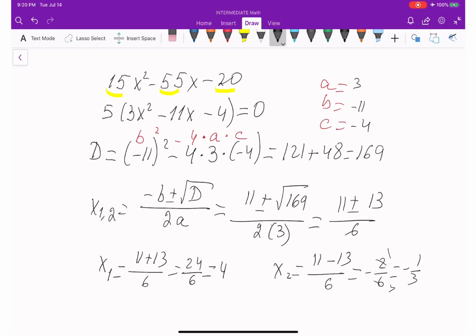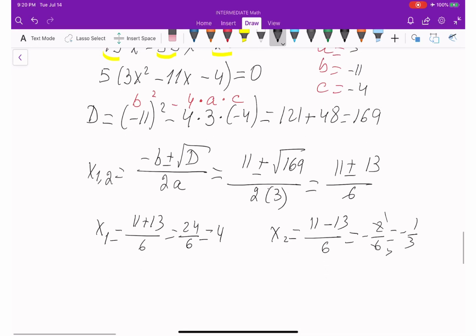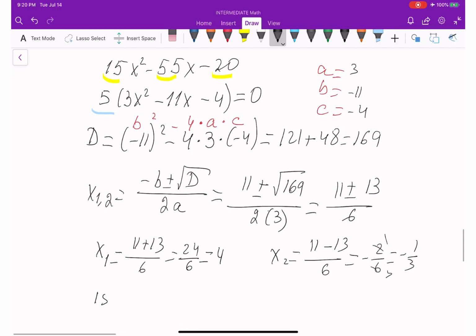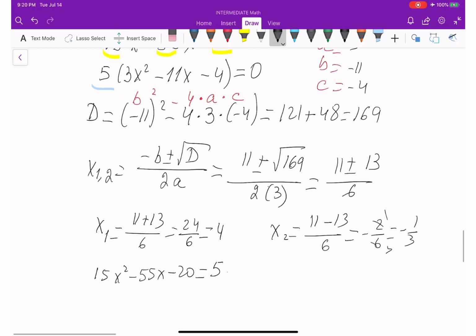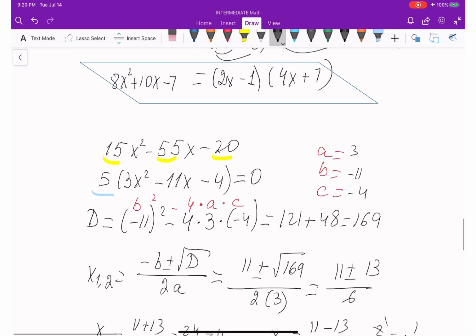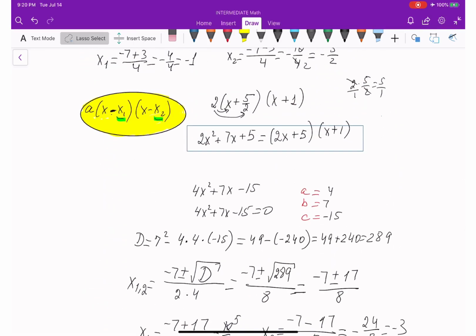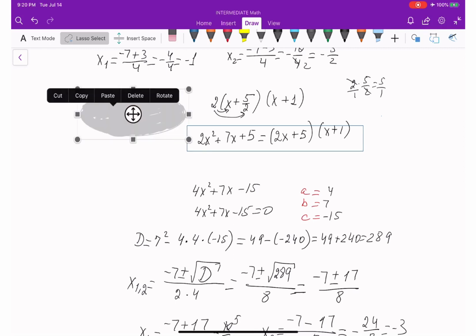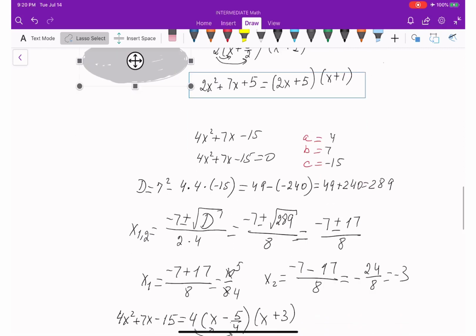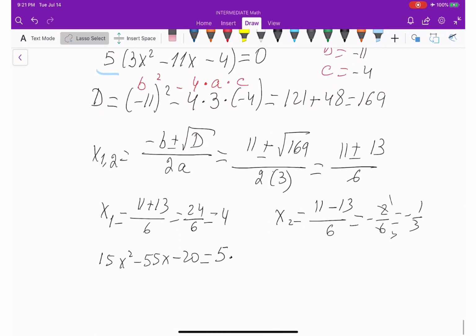This is 1, this is 3. And as a result, we have this common factor 5. I'm always moving down, so I'm going to keep it. Let me write down: 15x squared minus 55x minus 20 is going to be equal to 5 times, this common factor. And then what do we have? Let me copy and paste the roots here.